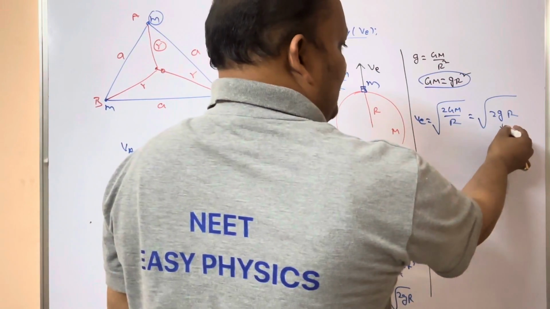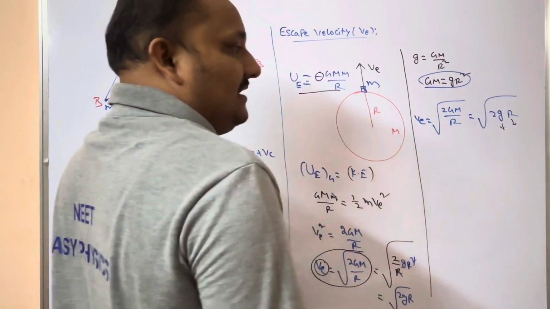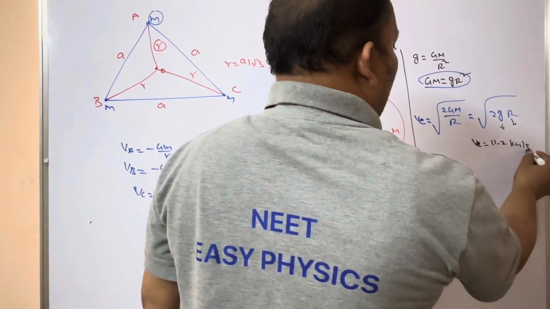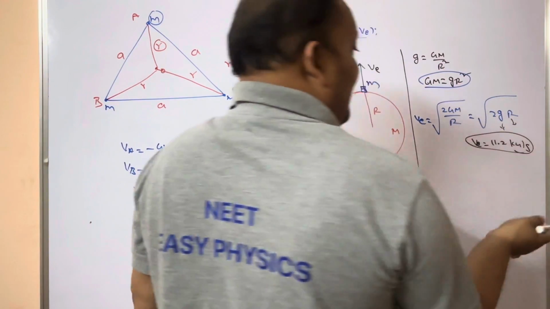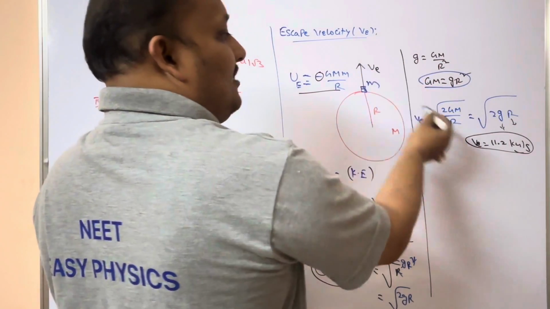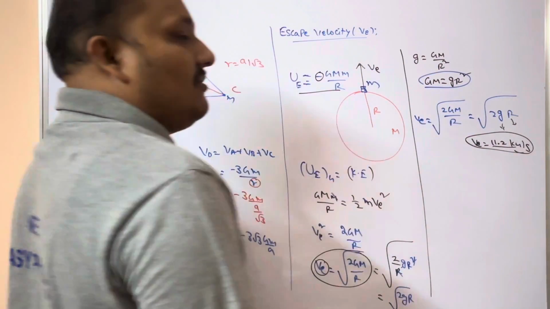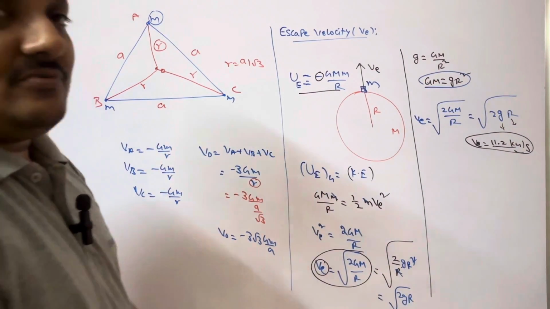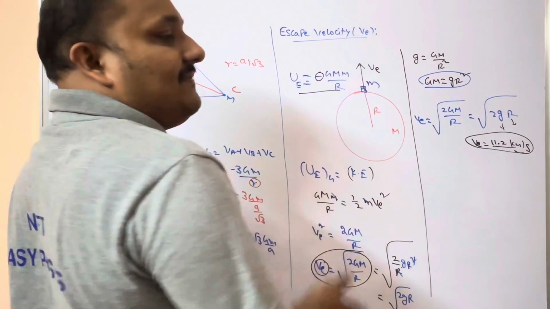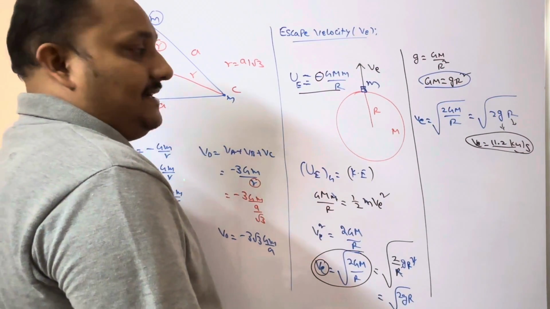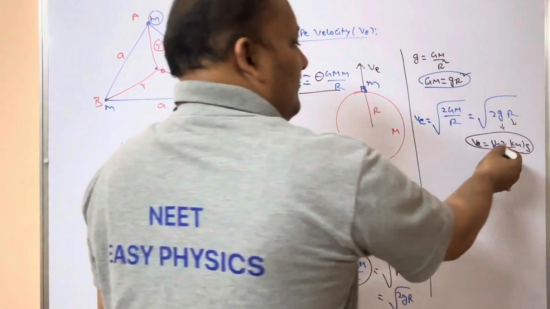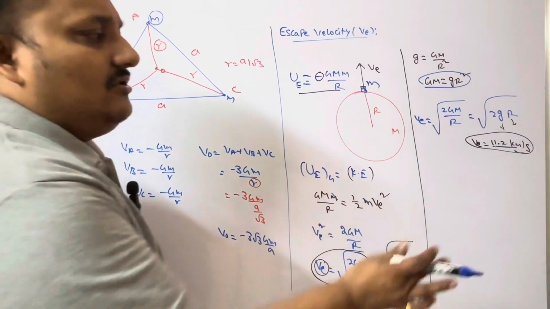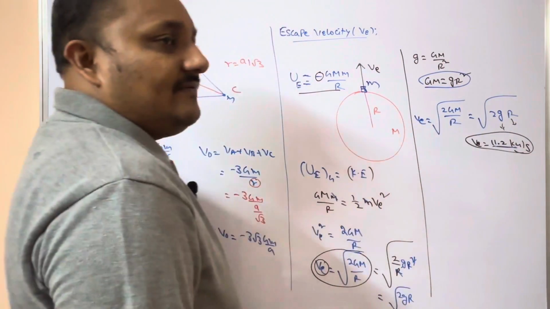If you substitute the small g value for the earth and the radius of the earth, you are going to get the value 11.2 kilometers per second. So if any object is projected upwards with 11.2 kilometers per second, it is going to escape from the surface of the earth, isn't it? If we project with this much velocity, 11.2 kilometers per second, you will escape from the surface of the earth.